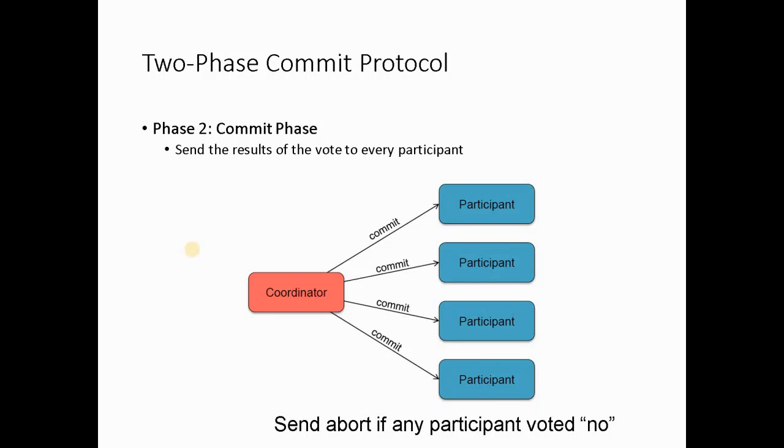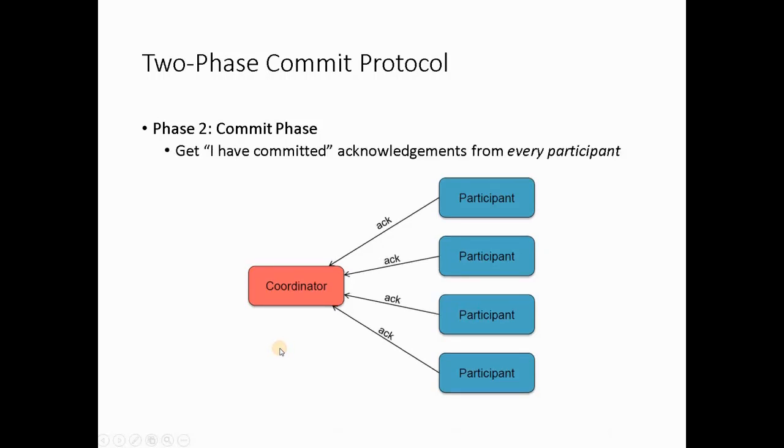The second phase we call the commit phase. Once you have received yes from everyone, the coordinator will send the result of the vote to every participant. It could be either commit or abort. If everything is successful, you send commit operations to all the participants, or else it will send an abort message to all the participants. Then the participant should acknowledge, saying okay, I have committed. The coordinator expects this acknowledgement from every participant. So this is how the two-phase commit protocol works.